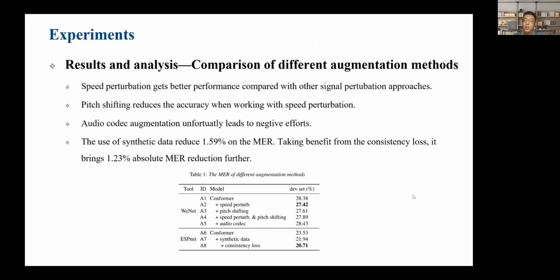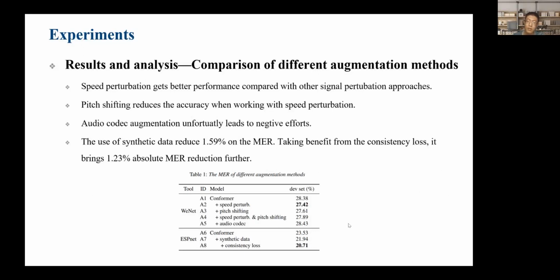To verify the data augmentation methods, experiments are conducted on the standard conformer. In Table 1, the typical augmentation methods are examined on the conformers trained using Wenet, while TTS augmentation is studied on the conformers trained using ESPnet. We can see speed perturbation gets better performance compared with other signal perturbation approaches. Pitch shifting reduces accuracy when working with speed perturbation. Audio codec augmentation unfortunately leads to negative effects, so we didn't merge it with other approaches.